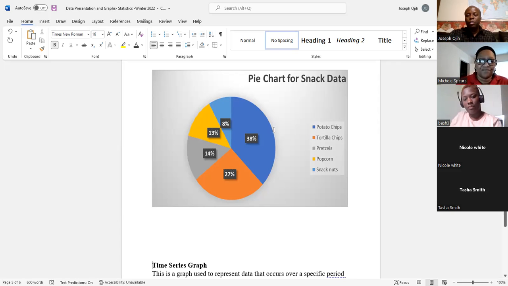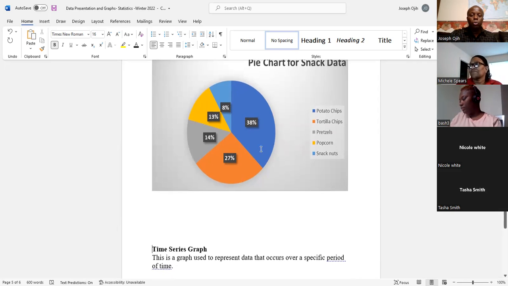Right. So this shows you how you can make decisions using statistical data. According to this graph, the majority of the snacks consumed are potato chips and tortilla chips, but less of popcorn and snack nuts. So that's your pie graph right there.